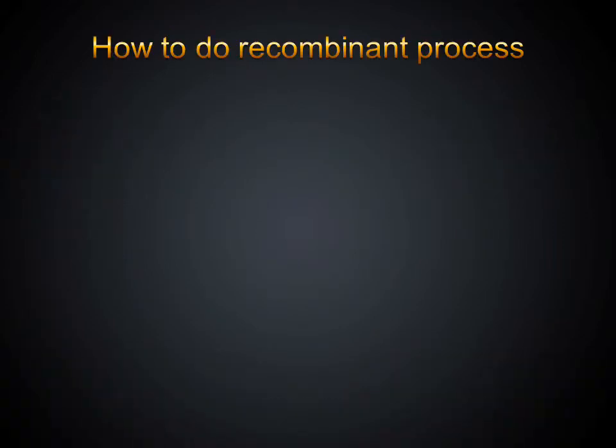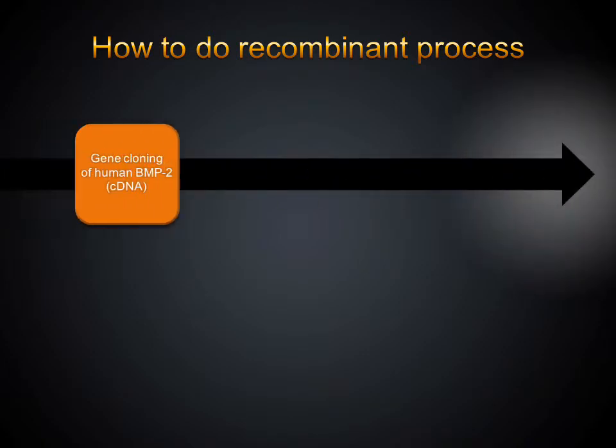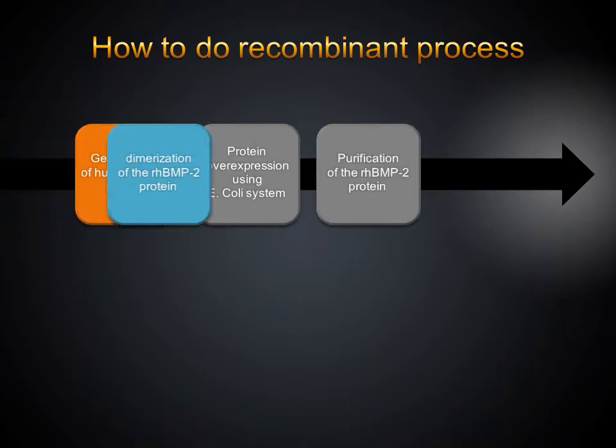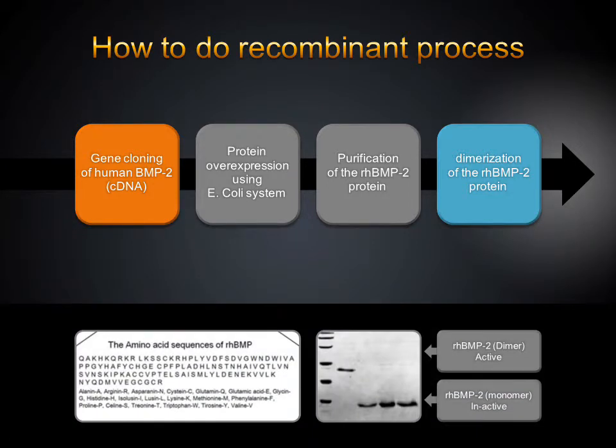How is the recombinant process done? The process is a serial sequence of gene cloning of human BMP2, protein overexpression using the E. coli system, purification of the rhBMP2 protein, and dimerization of the rhBMP2 protein. E. coli produces the monomer protein of rhBMP2, which is inactive. After the dimerization process of the monomer protein, rhBMP2 has its own activity.